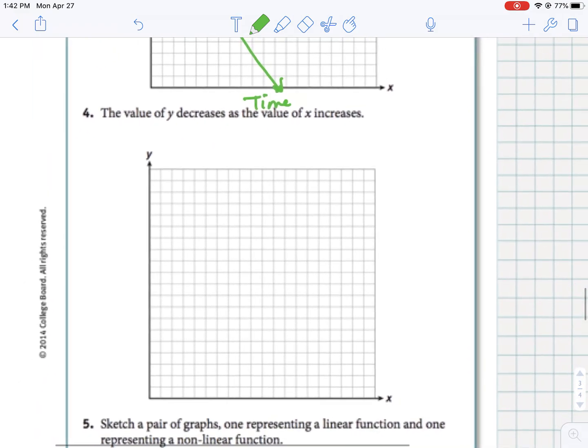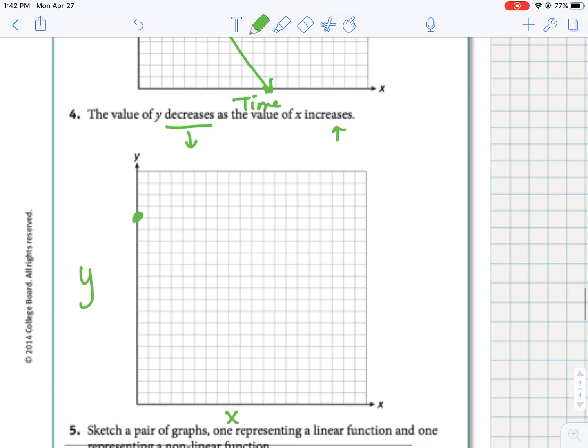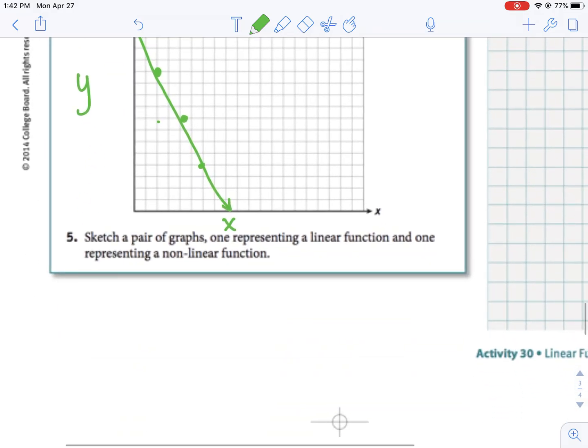Okay, the next one says the value of y decreases as the value of x increases. So we know this is x and this is y. So again, we can just pick some random starting point. The y values go down and it doesn't say how many, and the x values go up. Our y values go down, our x values go up. Our y values go down, our x values go up. So that graph would look like that as well.